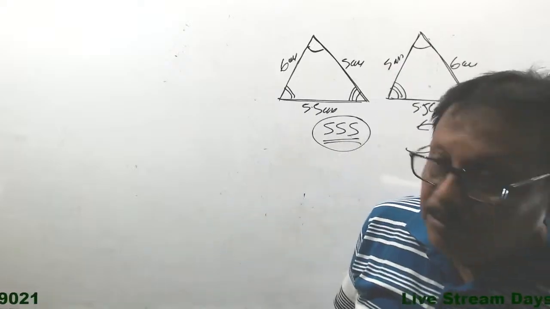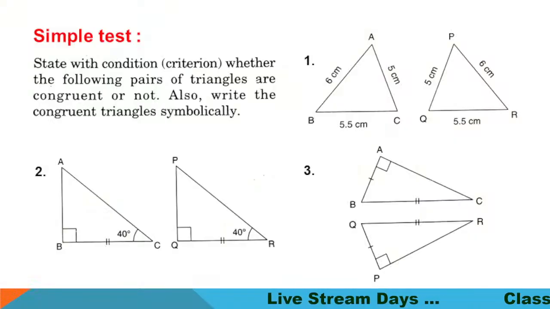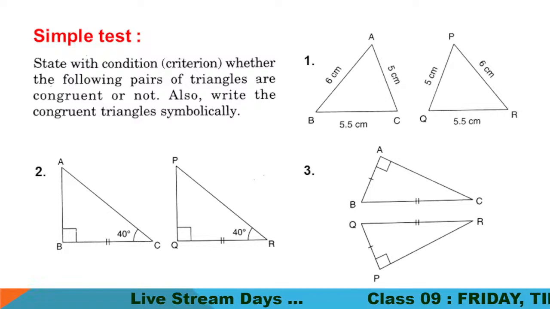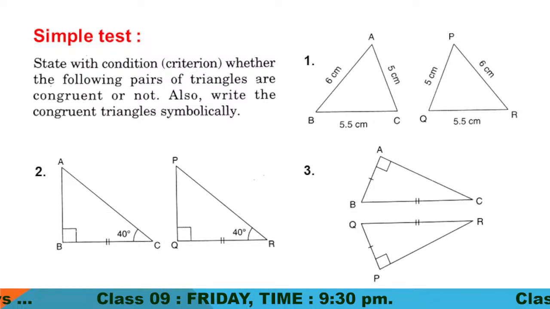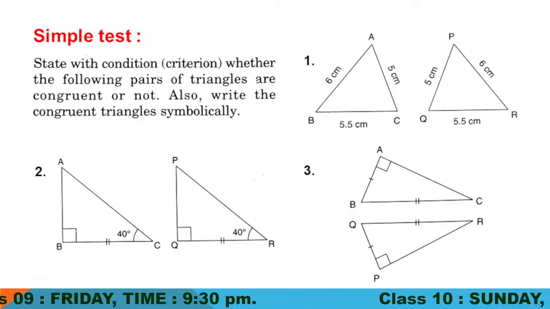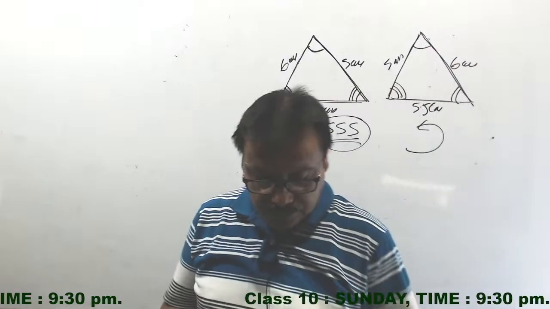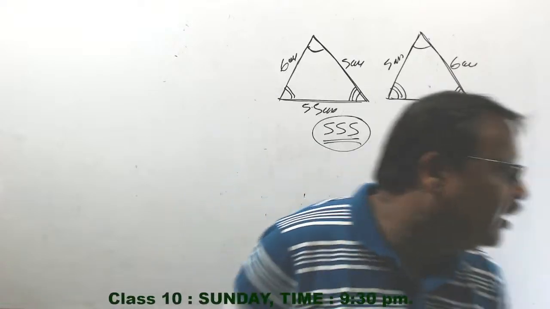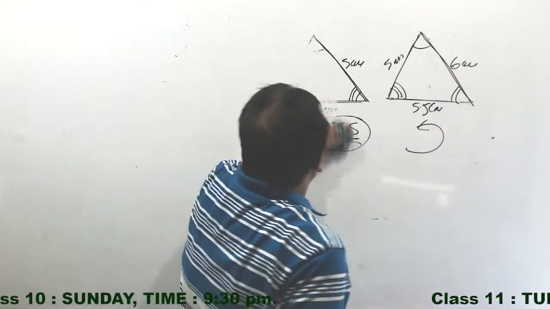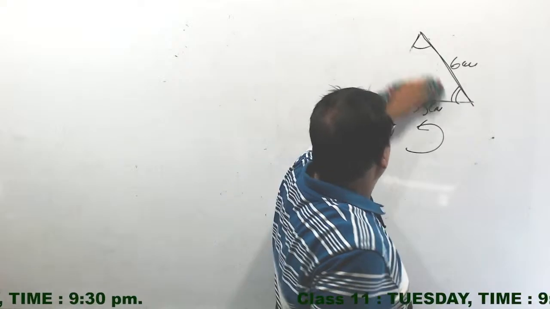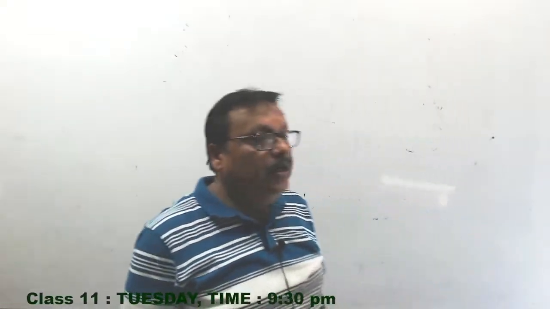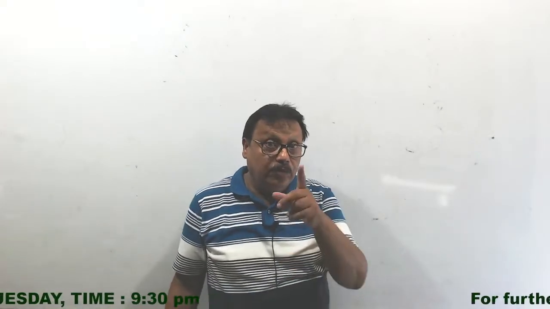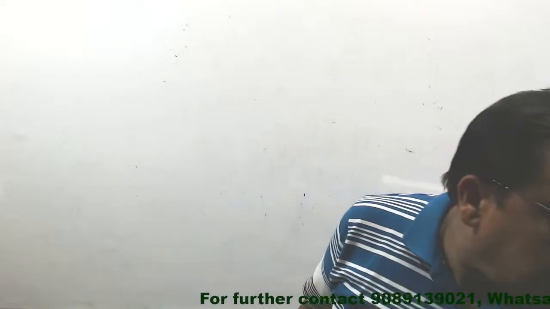Next problem is what? Problem number 2. By which property? Second one, by which property? Right angle. When the triangle is a right angle triangle, of course you will think about what?